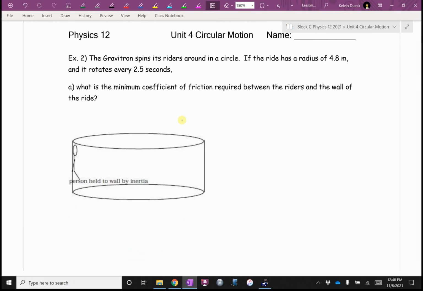The Gravitron spins its riders around in a circle. If the ride has a radius of 4.8 meters, and it rotates every 2.5 seconds. Annika, what does it want me to find? What symbol? What's mu? Any suggestions on how we might want to start? As soon as there's a mu, it means there's more than one force.